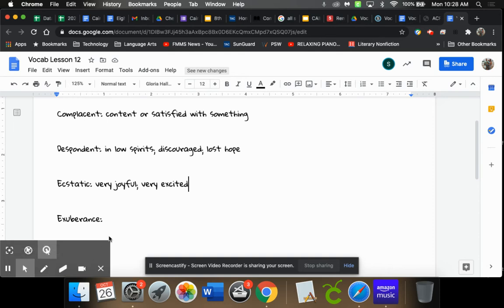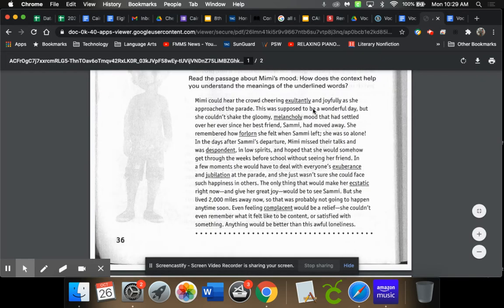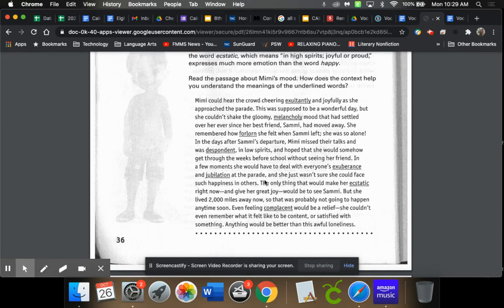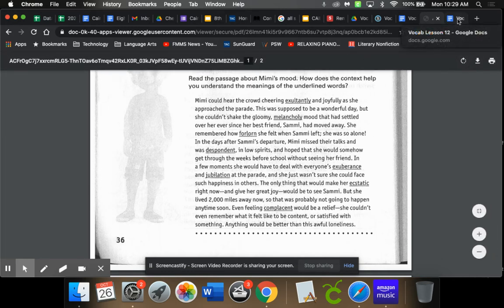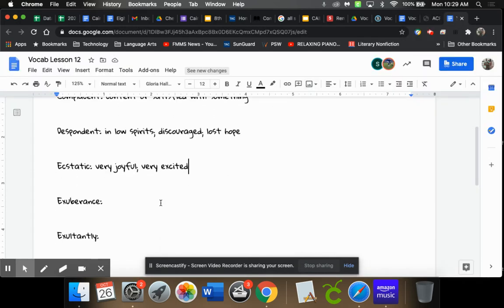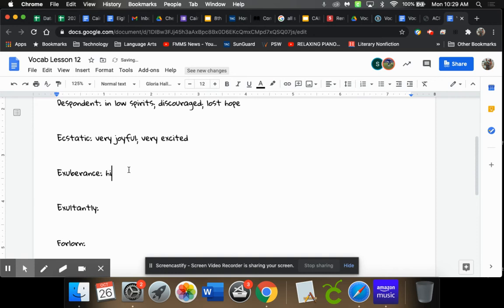All right, the next word is exuberance, and it is in this sentence here. In a few moments, she would have to deal with everyone's exuberance and jubilation at the parade. People typically, when they're at a parade, are very like, woohoo, right? Exuberant means just high spirits. You're excited, you're having high spirits, just excitement and happiness.